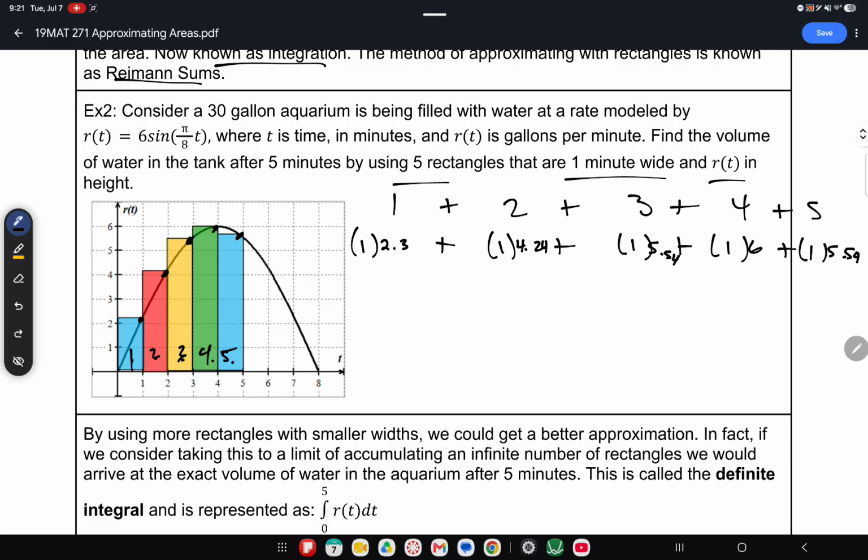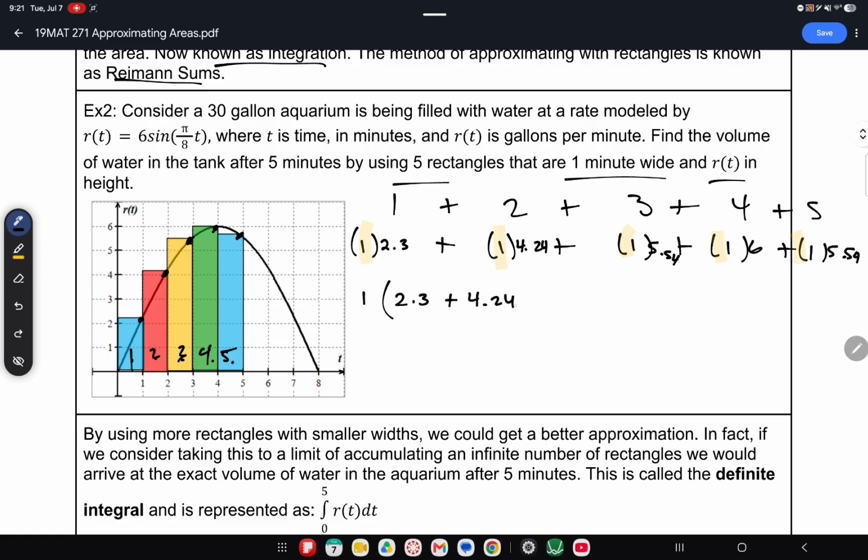All right, and then this is just something to notice. These rectangles are all going to have the same width, right? They all have a width of 1. So I can factor that out. And then I can do all these areas, or these lengths, and add them.